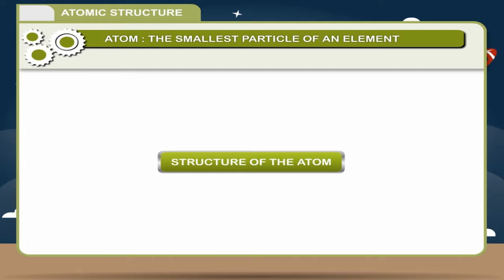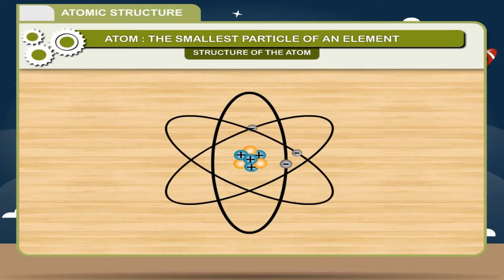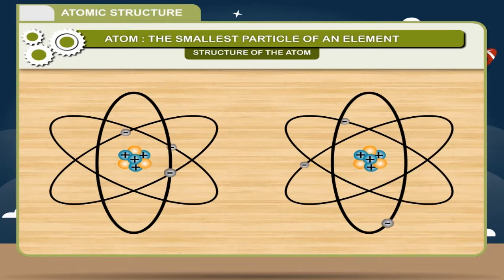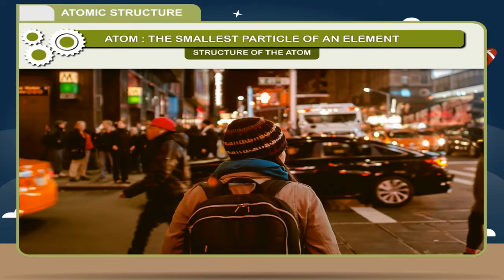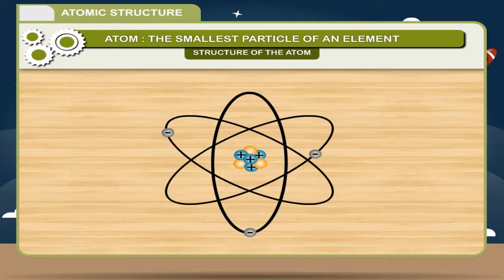Structure of the atom. Atoms are the basic building blocks of ordinary matter. Atoms can join together to form molecules, which in turn form most of the objects around us. Atoms are composed of particles called protons, electrons, and neutrons. Protons carry a positive electrical charge. Electrons carry a negative electrical charge, and neutrons carry no electrical charge at all.